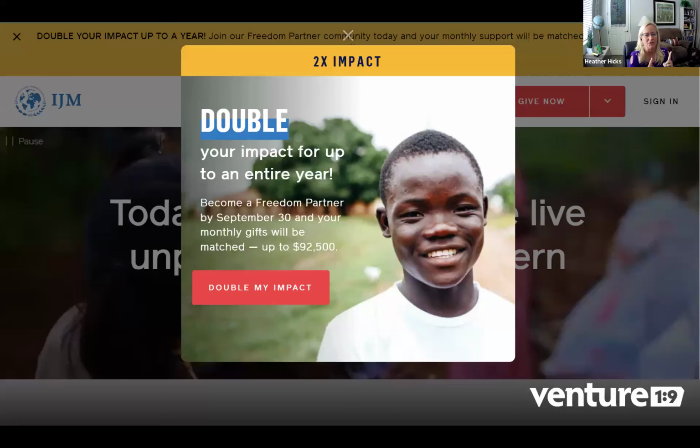That's a game changer. If you're doing this for the first time, go to some of your long-term givers and create a match, even if it's just $5,000, to give your invested people incentive, and create a match to double your impact.